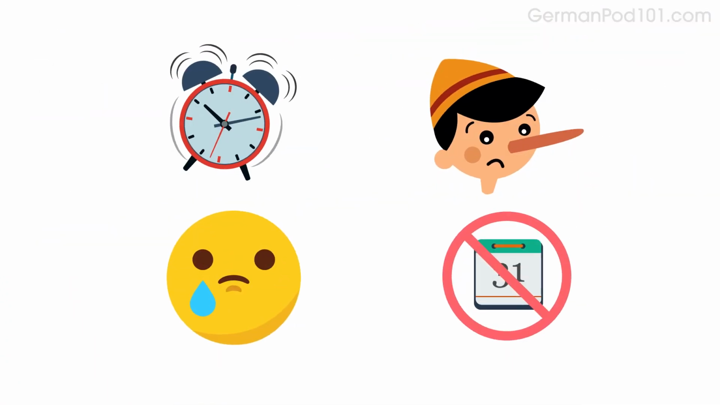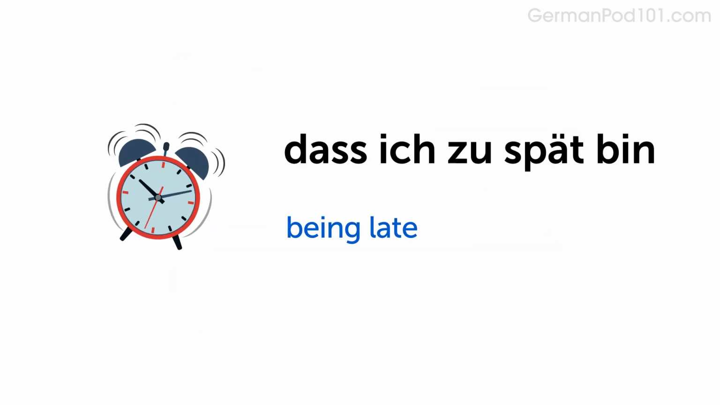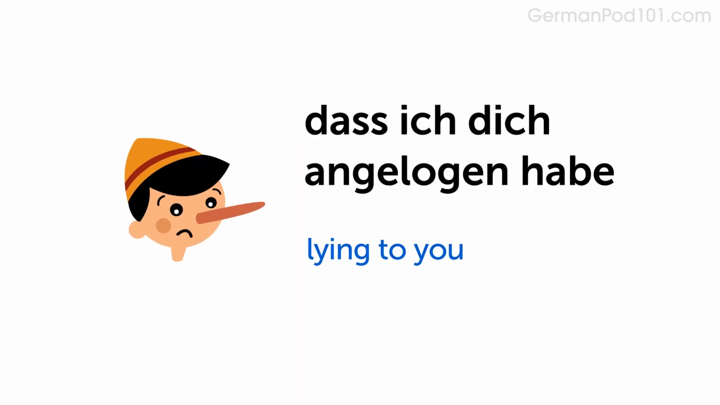Here are a few more phrases you can use with the same pattern to apologize. Being late. Dass ich zu spät bin. Lying to you. Dass ich dich angelogen habe.